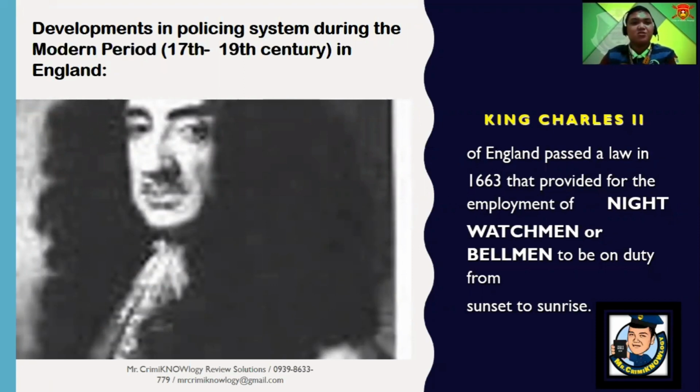In the 17th to 19th century in England, King Charles II of England passed a law in 1663 that provided for the employment of night watchmen or bellmen to be on duty from sunset to sunrise. So that was the start of the night shift, or the 24-hour guarding. They are called the night watchmen or the bellmen. From sunset until sunrise, they are the ones guarding the place.